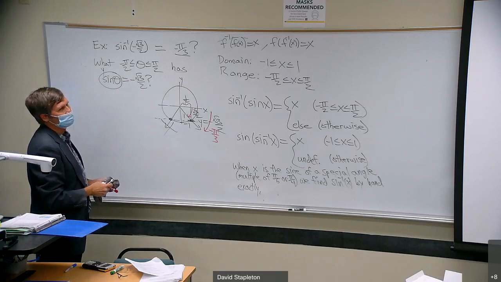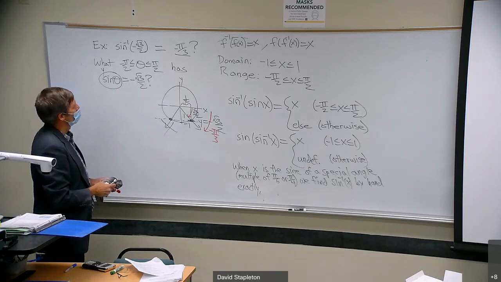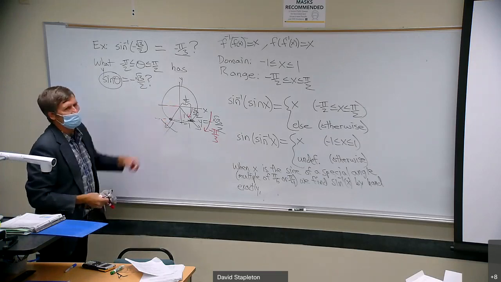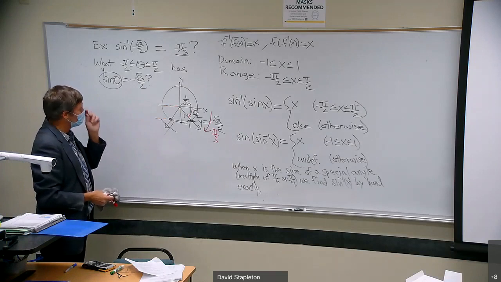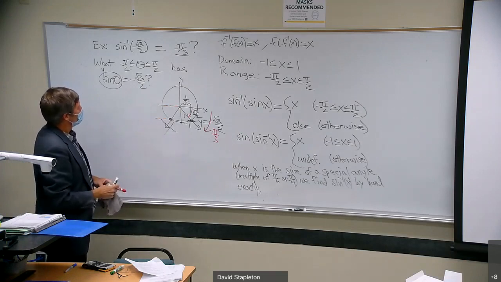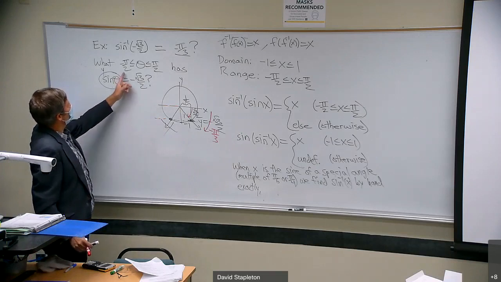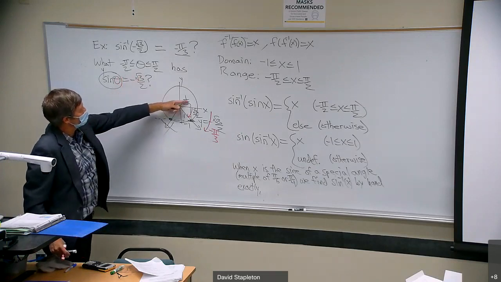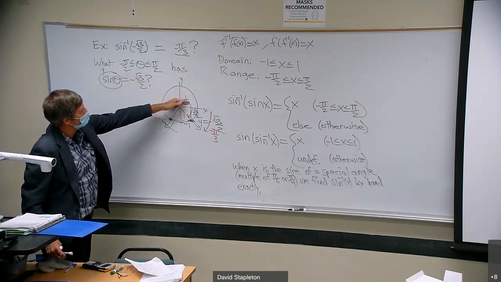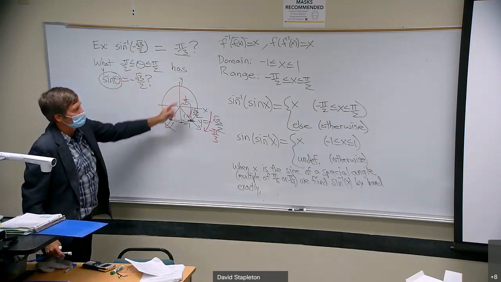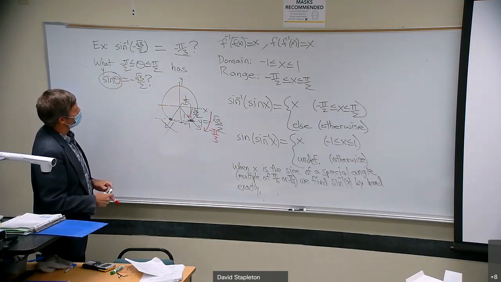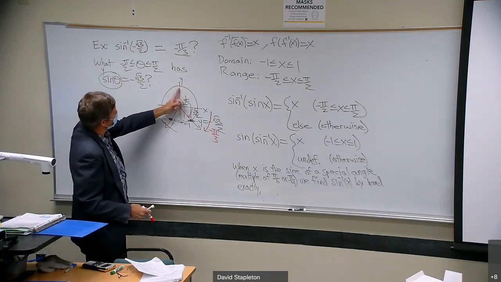Why is it quadrant 4 and not quadrant 3? Yes. Because the arc sine is the unique angle between plus and minus pi over 2. Minus pi over 2 here and plus pi over 2 up here. It's just the way we define it. So it always gives you an angle in one of these two quadrants.